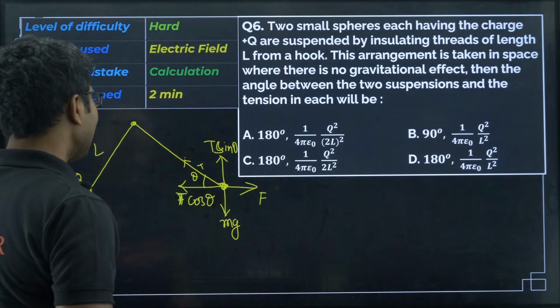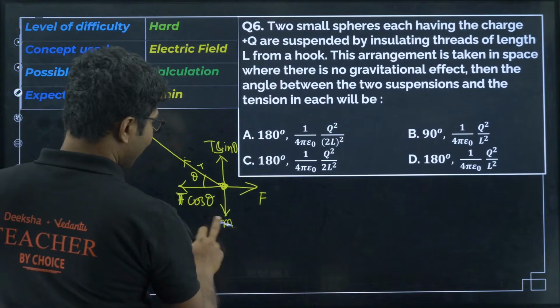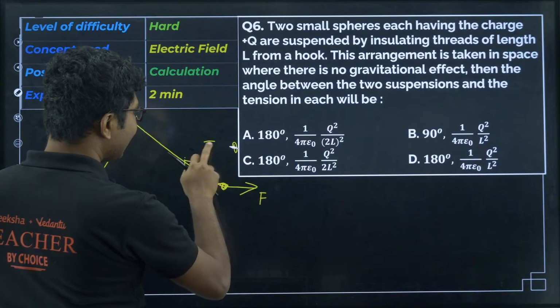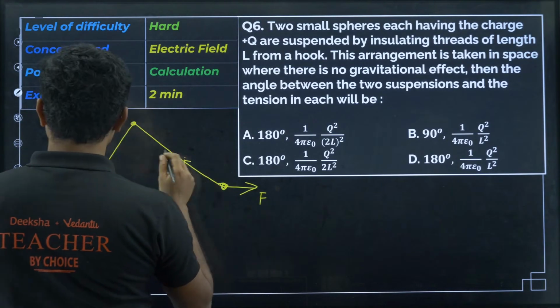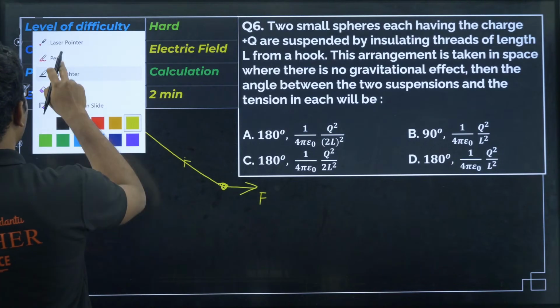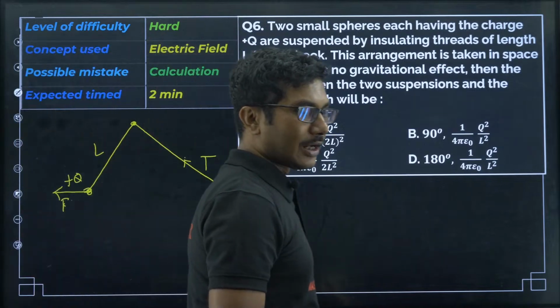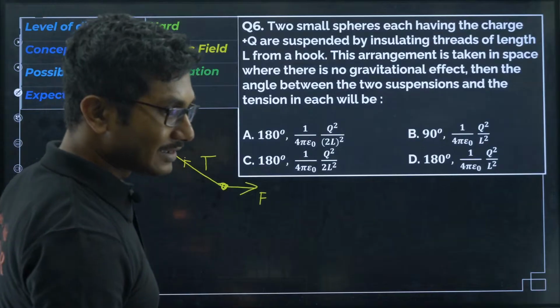But in this problem, the trick, you can say, is that there is no mg present here. If there is no mg present, then what will happen? If there is no mg present, then what will be the angle? Short shear is saying 6c.